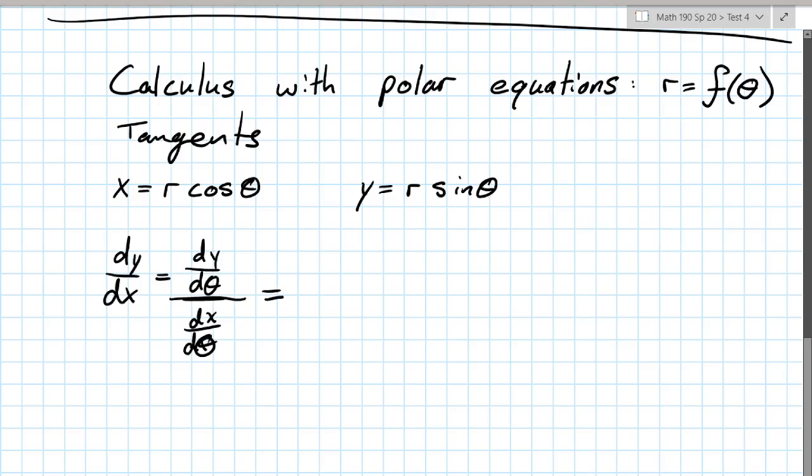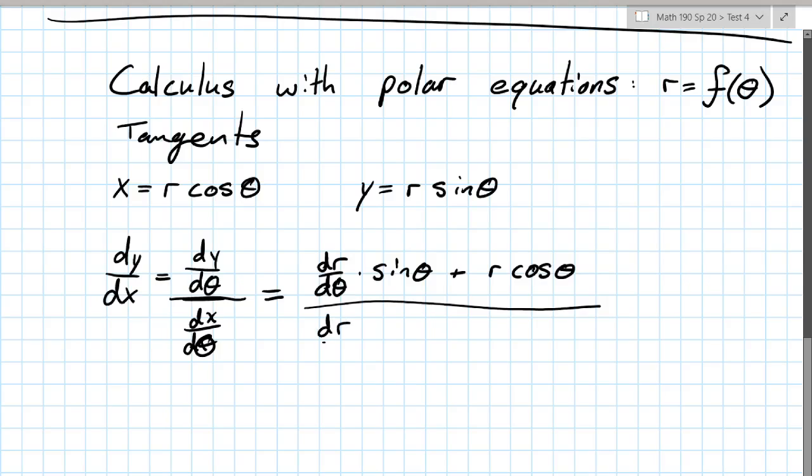If I take the derivative of y with respect to theta, then we have to do the product rule here. We take the derivative of the first times the second plus the derivative of the second times the first. And on the bottom we have the derivative of x with respect to theta. Again, this is a product rule. Derivative of the first times the second plus the derivative of the second, which is negative, times the first.